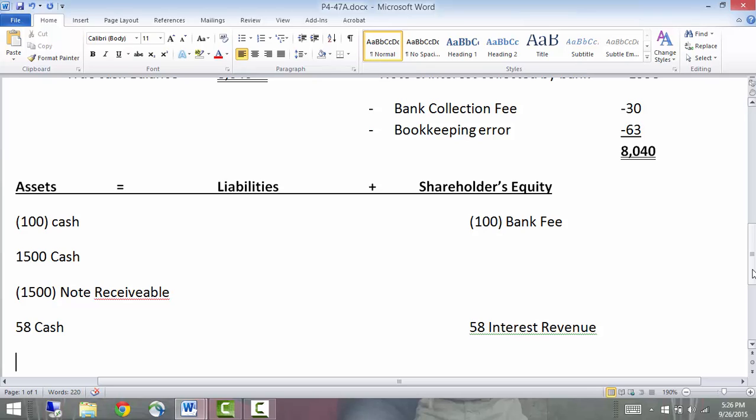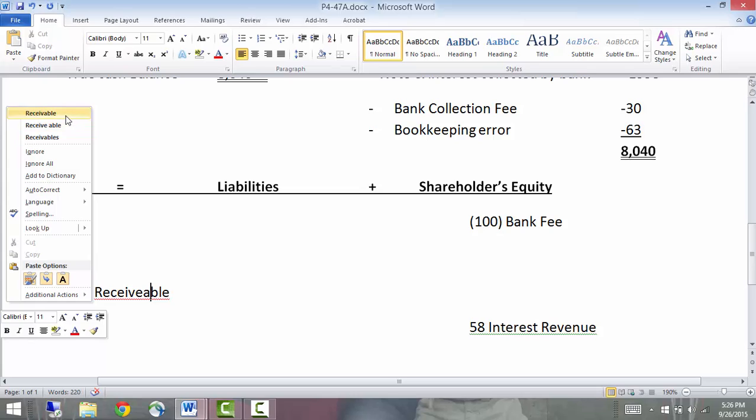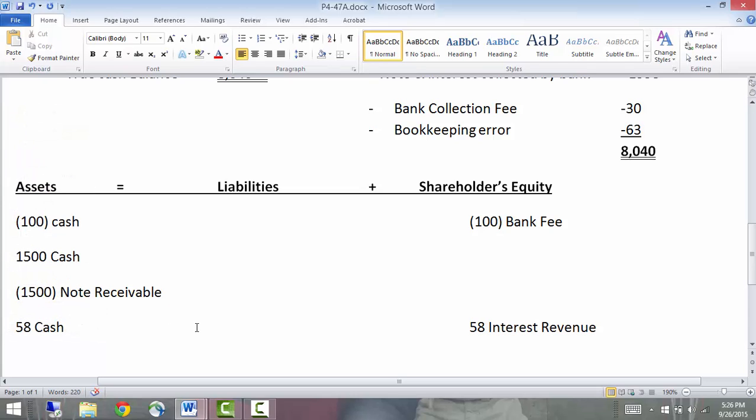Now, in that same portion in Part C, it also tells us that the bank charged us a $30 fee. The bank charged us for collecting this on behalf of our company. So we're going to have a $30 reduction in cash where we pay this fee. And again, it's going to be a bank fee, or you can say bank collection fee, something along those lines. If you want to use the word expense, that's fine. You can say banking expense.